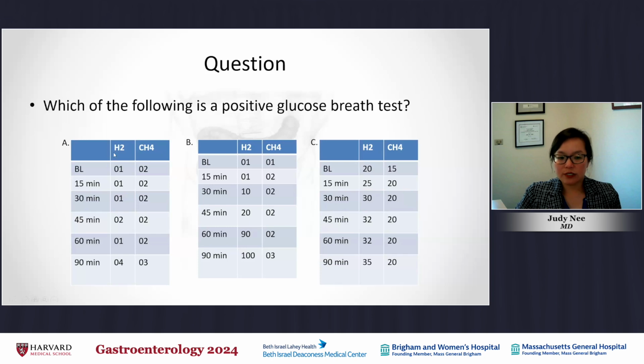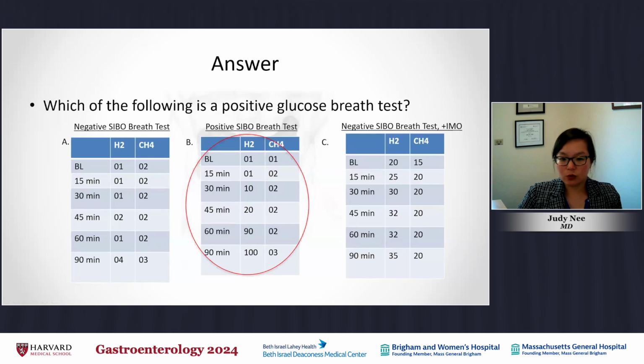In choice A, you can see hydrogen remains flat and methane remains flat across time. In B, hydrogen bumps up by 20 parts per million by 60 minutes, and methane remains flat. And finally, in C, you have an elevated but relatively stable hydrogen, and then an elevated methane.